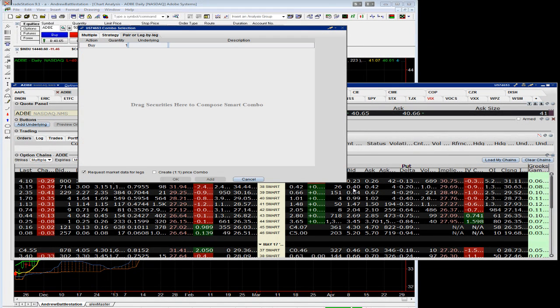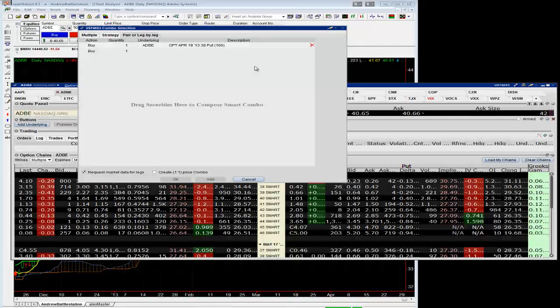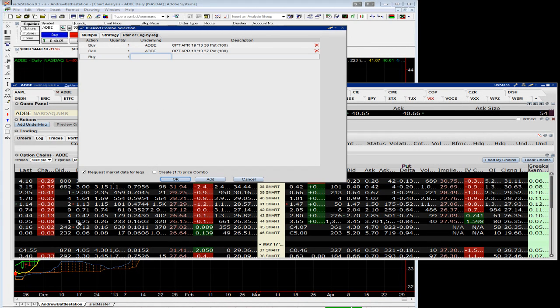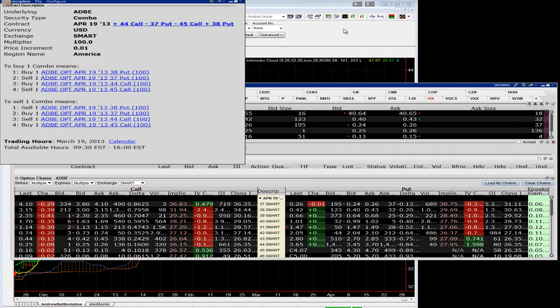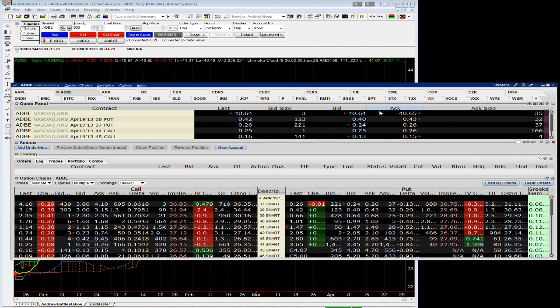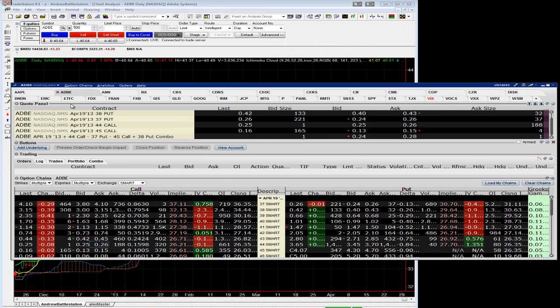So I want to sell the 38.37 bull put spread, and I want to sell the 44.45 bear call spread. So selling a bear call spread, selling a bull put spread in Adobe for earnings outside of the measure move target. And I look, I'm not going to put this one on.